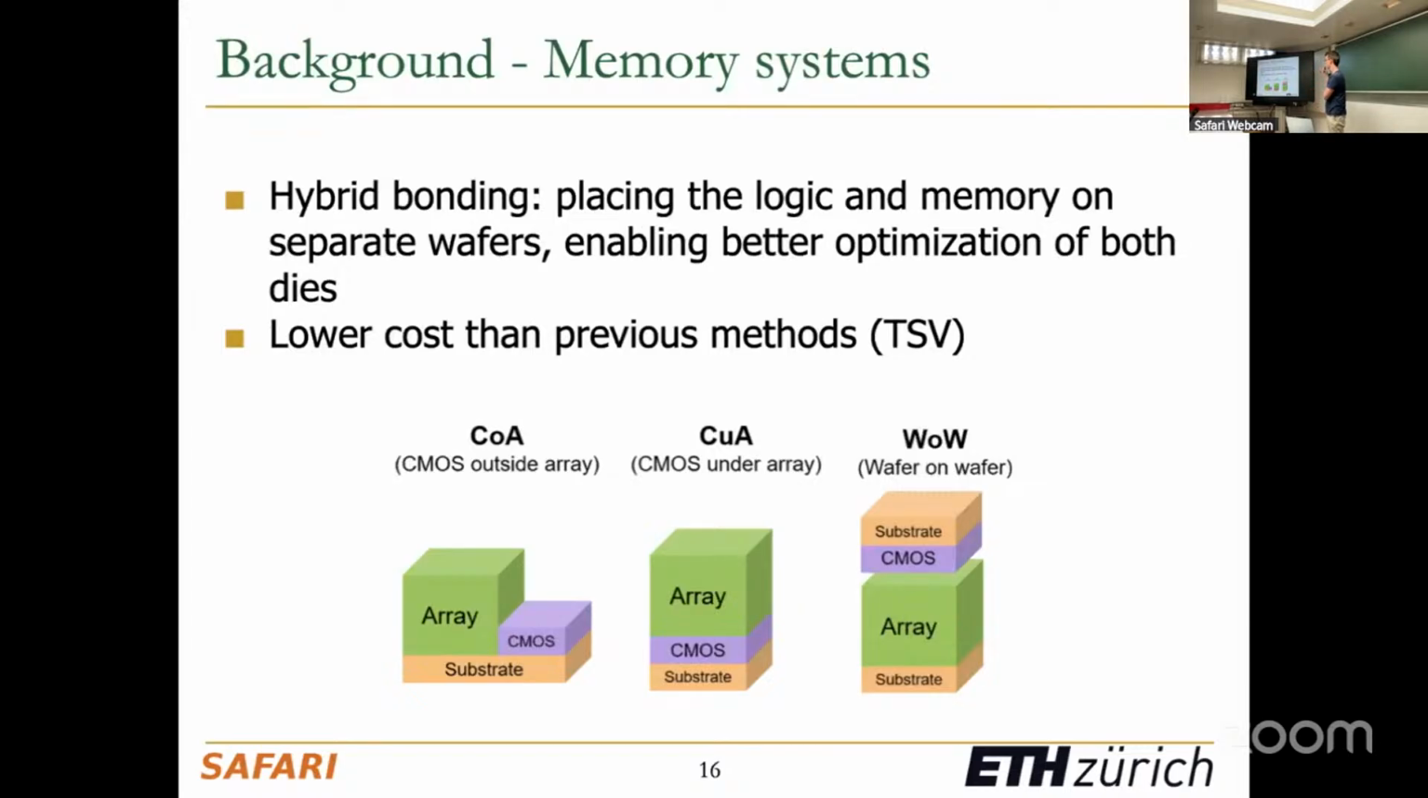The last thing is about hybrid bonding. The idea of hybrid bonding is placing the logic and the memory side of the flash on separate wafers. This enables better optimization of both dies, so we have better logic and higher array density, and then we just stick them together. Here you can see how it works. Instead of having the logic under the array, we have the logic on a separate wafer. And this has lower cost than previous methods, like through silicon vias.